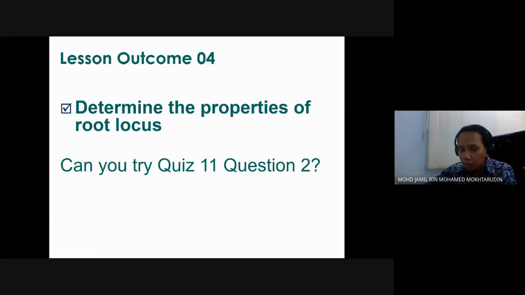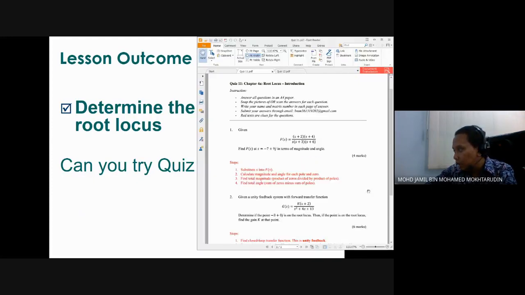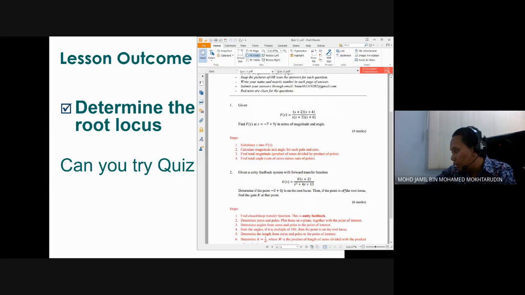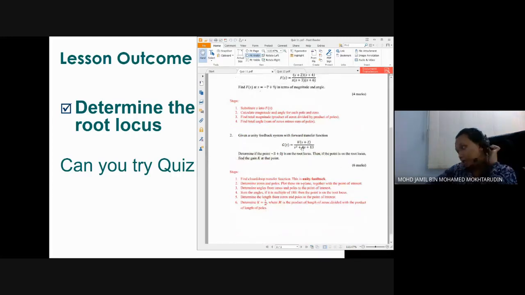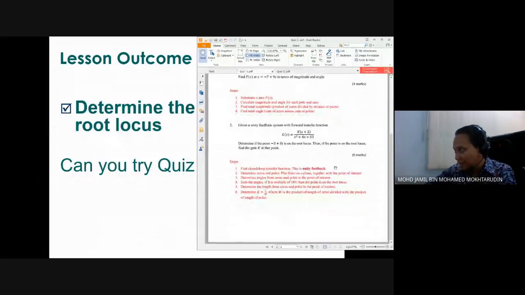Can you try question 2? Question 2 is the same as the example I gave you, but it's good if you can try this question without looking at the answer. I give you about 5 minutes.